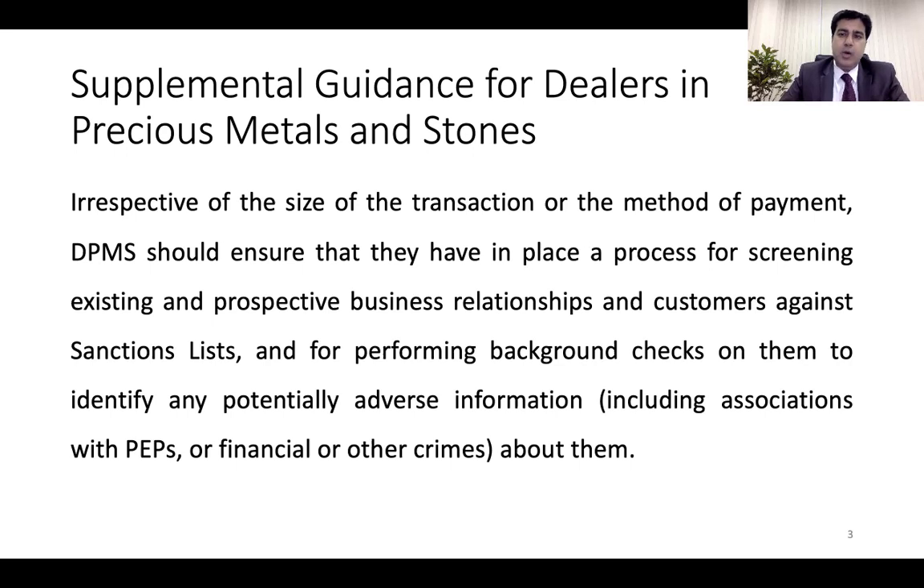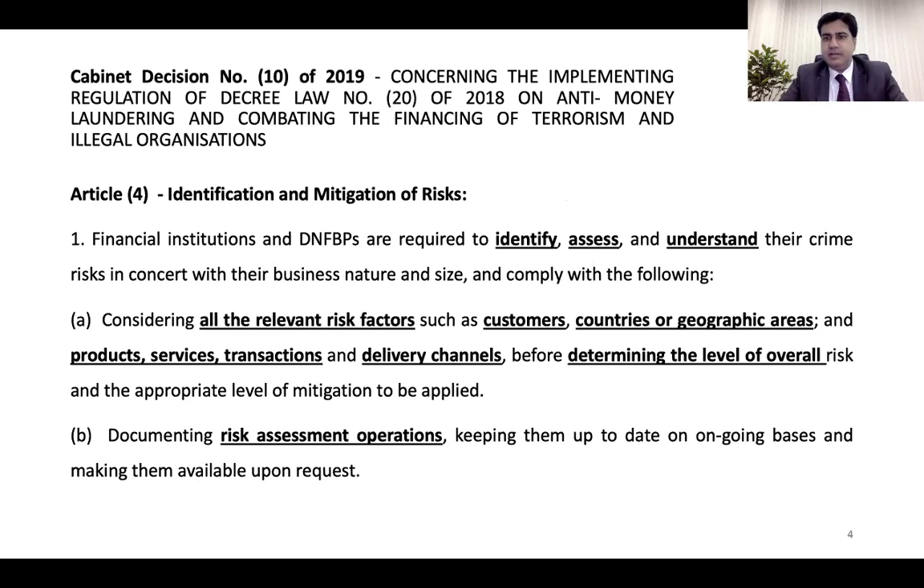Let's look at this. Now we get into a deep dive into the specific articles or reference points being used and what needs to be done for those transactions. So straight away, we get into the Cabinet Decision number 10 of 2019, concerning the implementation of the regulation of Decree Law number 20. That's where our reference point starts. There is Article 4, which says identification and mitigation of risk. Now we're going to go through this point by point and see what action points are required, both on an immediate basis and for future transactions also.